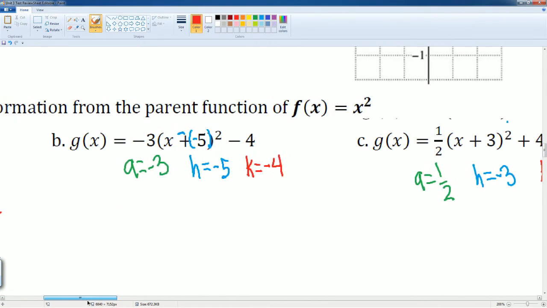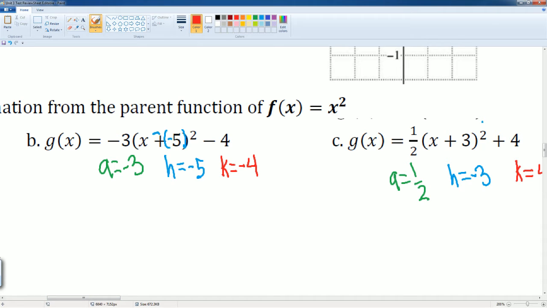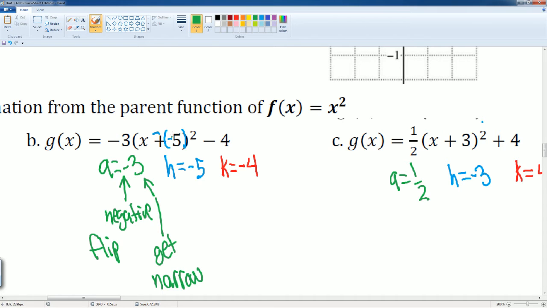All right, let's go to B. First of all, the negative out in front tells us that it's going to flip or reflect. The 3 here tells us that it's going to get narrower. h is equal to negative 5. This means it's going to go left 5 units. And k equals negative 4 means it's going to go down 4 units.